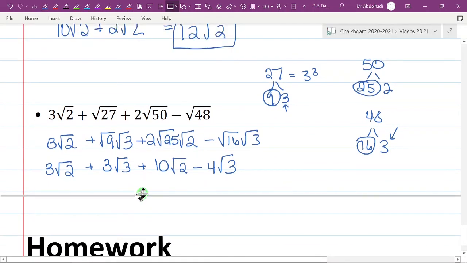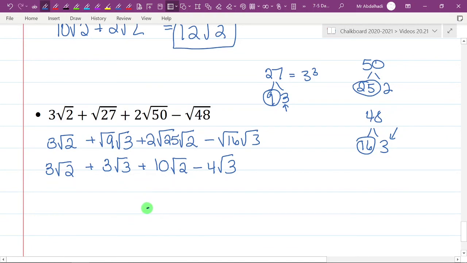Okay? And now we look at it and go, all right, is there anything here we can add? And we can't add all of them, but we can add this with this because they are the same root. So 3 radical 2s plus 10 radical 2s is 13 radical 2s. And then we also have radical 3 here and radical 3 here. 3 radical 3 minus 4 of them. So 3 of something minus 4 of something is negative 1 of that something. So we get negative 1 radical 3. But we don't have to write the 1, so it's just negative radical 3, like that.